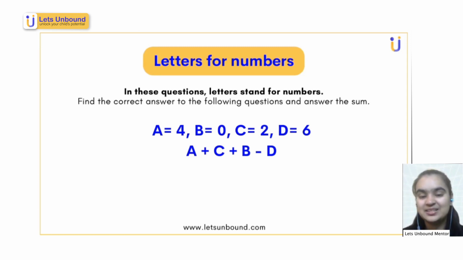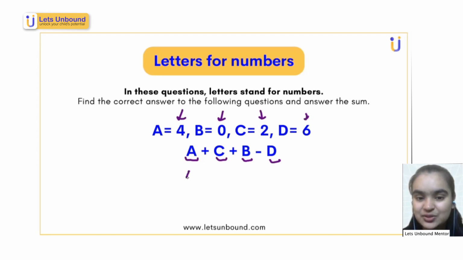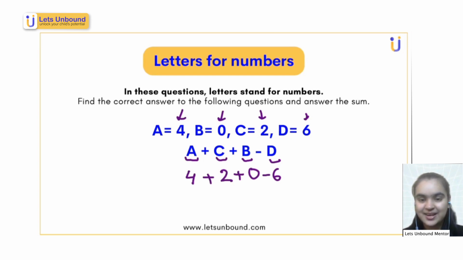A plus C plus B minus D. So what we are going to do here, we are going to replace the alphabets A, C, B, D with the numbers, with the information that was given in the question. So A is 4, C is 2, B is 0, D is 6. And the operations will remain as they are, right?